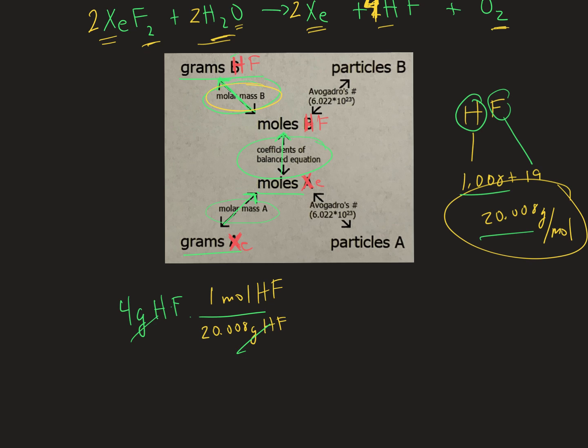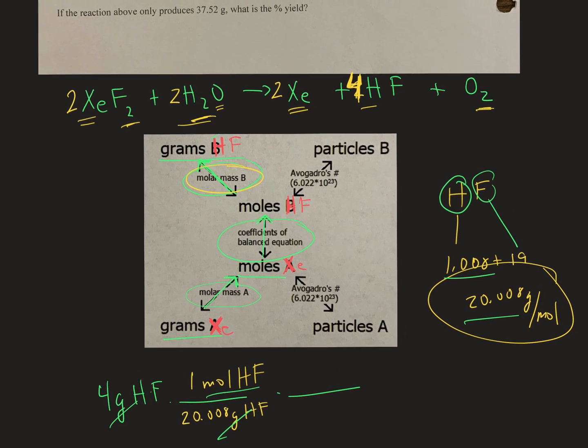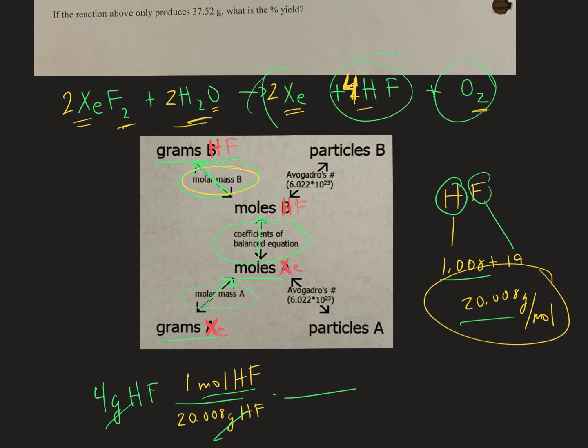So grams of HF go away. And let's see. Now we're at moles of HF. That's what we have in our units. And how do we go to moles of XE? And we don't even have to go to XE. We can go to any one of these guys. Any one of them. But just do one at a time, right? And do whatever the question asks.